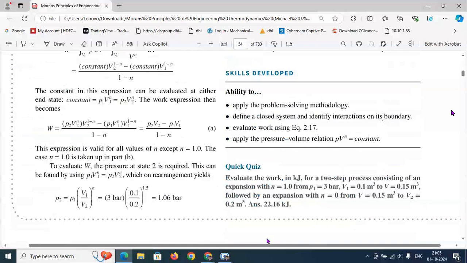Any doubts in this problem? How to solve? Each step, conversions, units, everything is clearly given. Slowly you have to take a notebook, pen and calculator. One by one you have to substitute, understand the procedure.